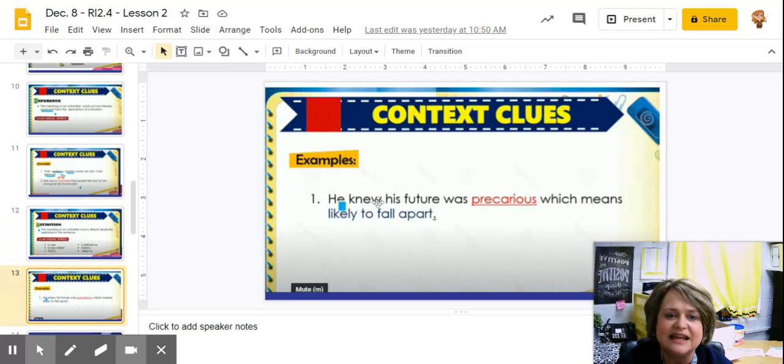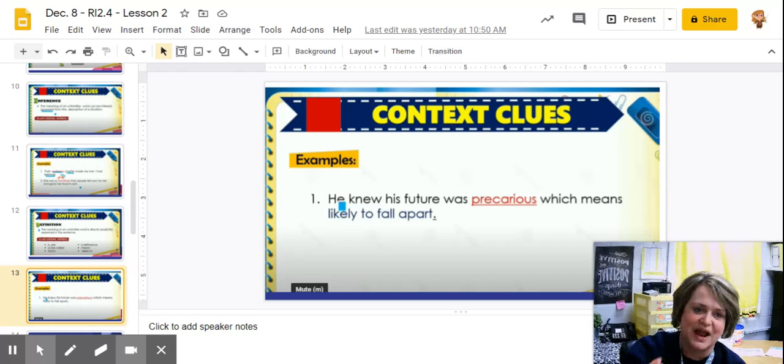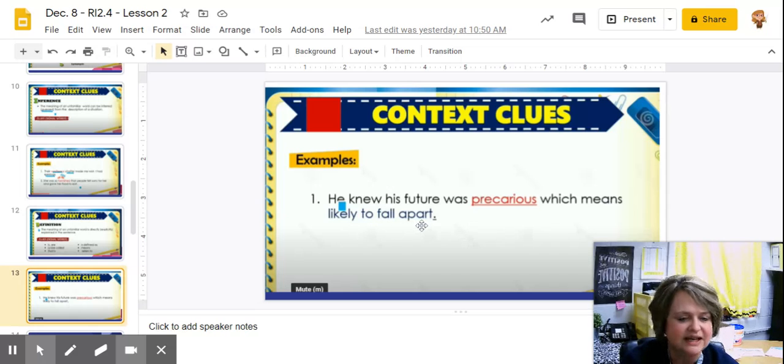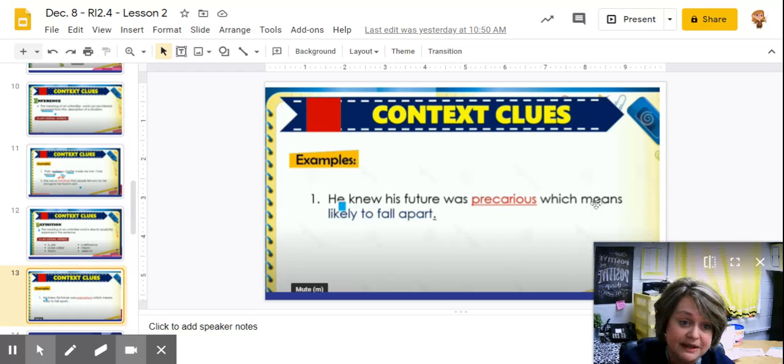Let's look at some of those. It says he knew his future was precarious, which means likely to fall apart. So it gave you the answer right in the text, right in the sentence. Precarious means likely to fall apart. He was going to fall apart. He was going to be sad. He was going to not be able to do it. So whenever you see means, that's what it means.